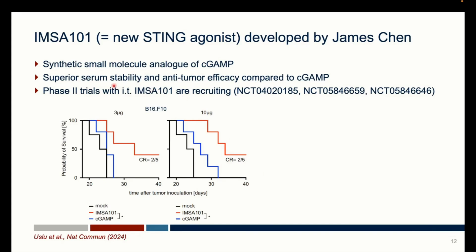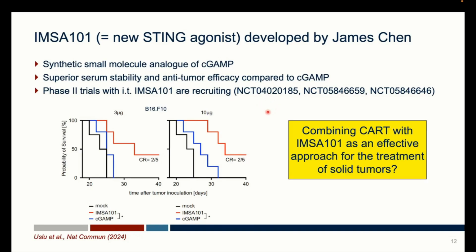Based on this data, there are already clinical trials running to test intratumoral STING agonists with different combination treatments, with radiation therapy, with immune checkpoint blockades, for example. And our aim is basically to also combine this new STING agonist with our CAR T cell products to hopefully make the CAR T cells work better in a solid tumor setting.